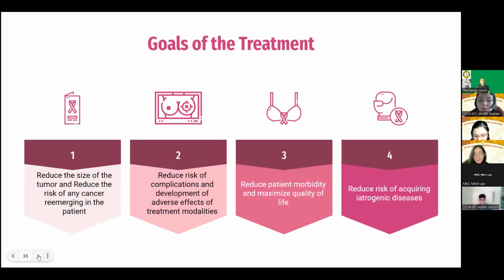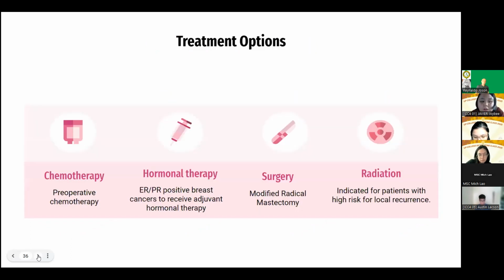So for the goals of treatment for the primary diagnosis, the first goal is to reduce the size of the tumor and reduce the risk of any cancer re-emerging in the patient. Other goals include reducing the risk of complications and development of adverse effects of treatment modalities, reducing patient morbidity and maximizing quality of life, and reducing risk of acquiring iatrogenic diseases. For the management options, chemotherapy is used to maximize distant disease-free survival, whereas radiation therapy is used to maximize local regional control and disease-free survival.